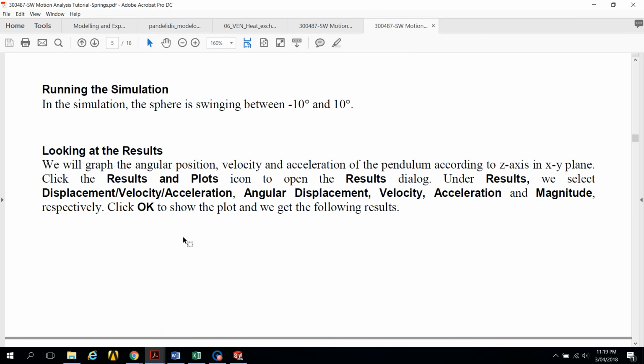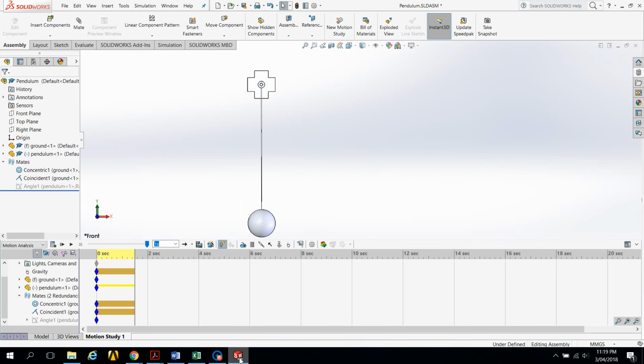Once again, we are going to click the results and plots and open the result dialog. Under the result, we can select the displacement, velocity, and acceleration, angular displacement, velocity, acceleration, and the magnitude respectively. Click OK to show the plot, and we're going to have the following results. So let's wait for the things to finish. Yeah, now it's finished. Now, still moving? No. Okay, now we go to the result.